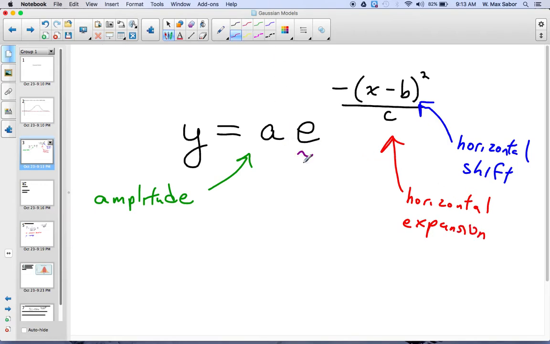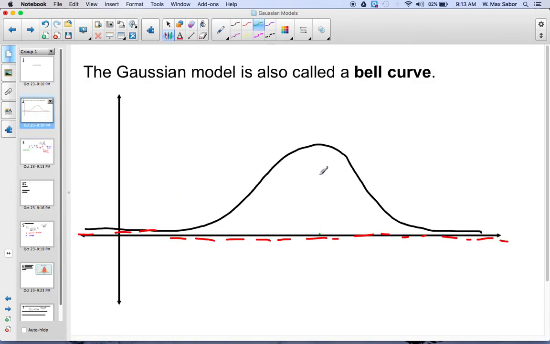Hopefully you remember e is approximately 2.718. That's Euler's number. And what do these look like on the graph? Well, amplitude represents this. So this is what A is. It's how far off your asymptote. Your asymptote will always be y equals 0. How far off that is your maximum point? So you have a maximum, and its y coordinate is going to be A because it's A off the asymptote.